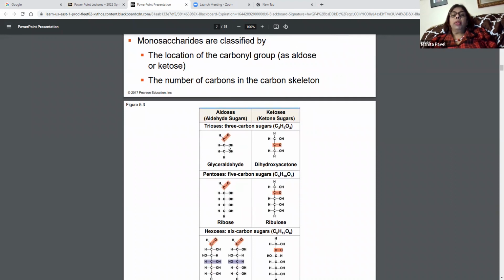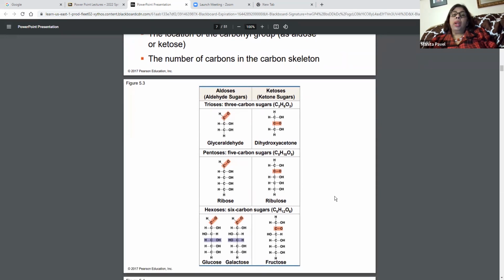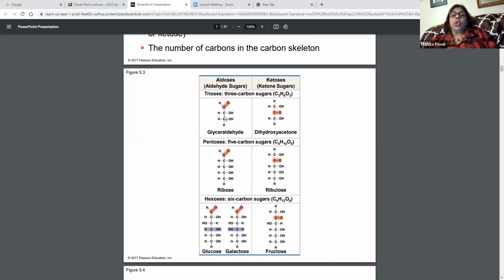So in aldoses, you'll see the carbonyl group, CO. But in the aldehyde group, you'll see CHO. CHO stands for the aldehyde group. Now, students, I know you're supposed to learn all the structural formulas. I will not ask you to learn all these structural formulas, but you must know at least the functional groups.